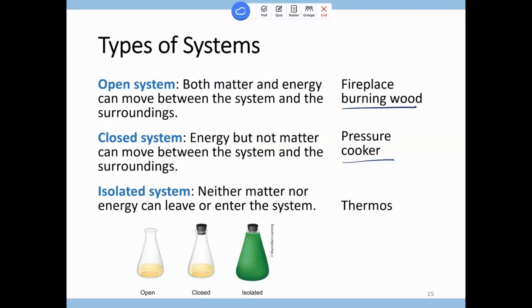So how would a closed system transfer energy? Good question. I'll have a more detailed example in a couple of slides, but an example would be if you're doing a reaction that releases heat, and you hold the flask, you'd be able to feel that heat from outside the flask. It's transferring energy through the material of its container to the surroundings.